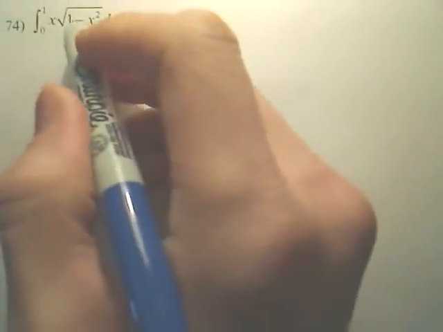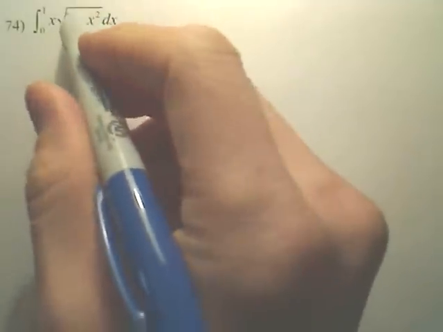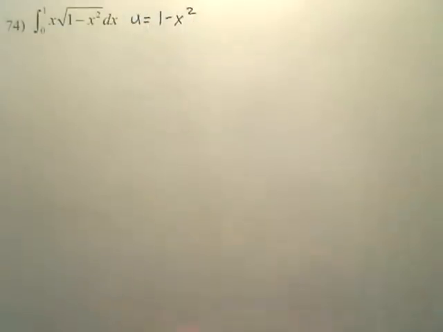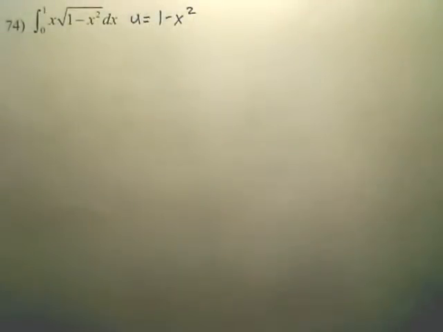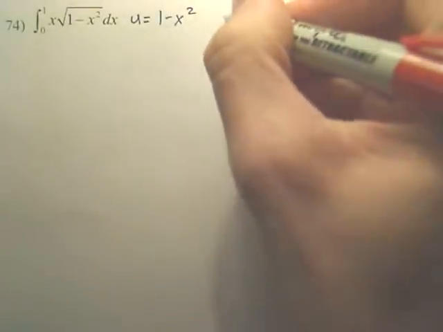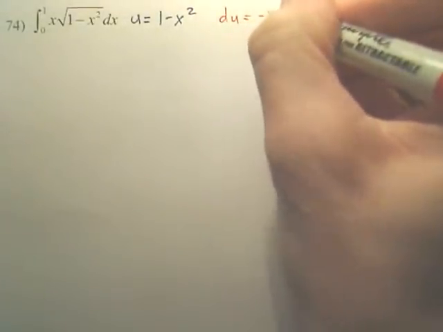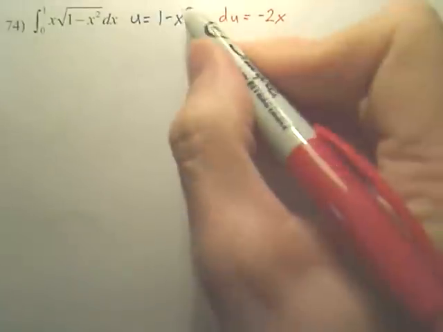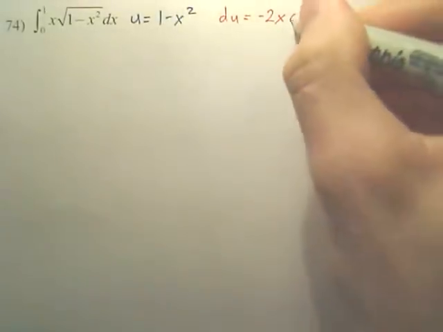We're going to find this definite integral on the interval from 0 to 1. And this is a u substitution problem. First thing, u would be the piece inside the square root. The derivative of that looks like it's going to be negative 2x dx.